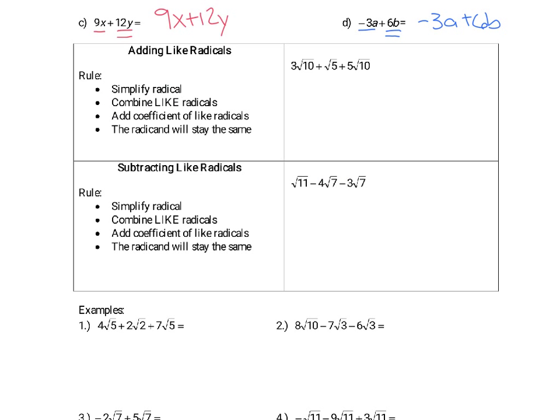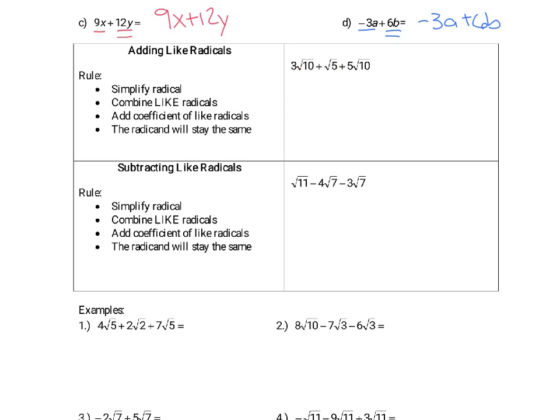The same concept pretty much applies to when we're adding and subtracting radicals, okay? So always first check to see that you can simplify your radical. So you want to break them down as much as you can, okay? And then you want to combine like radicals. So anything with, for example here, a square root of 10 can be combined with anything with a square root of 10, okay?